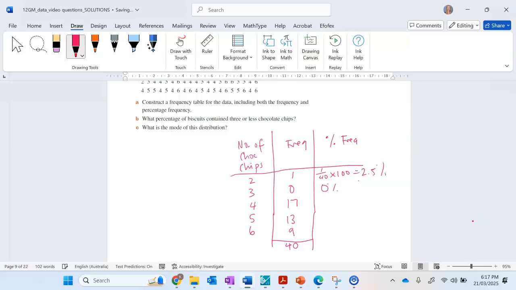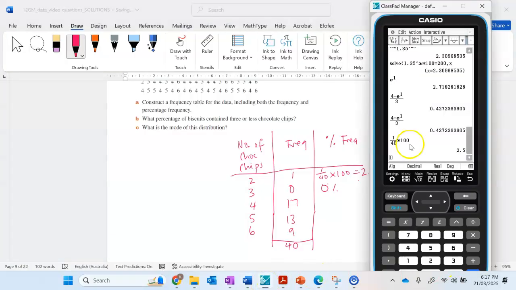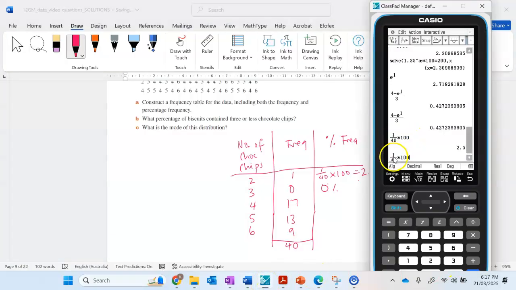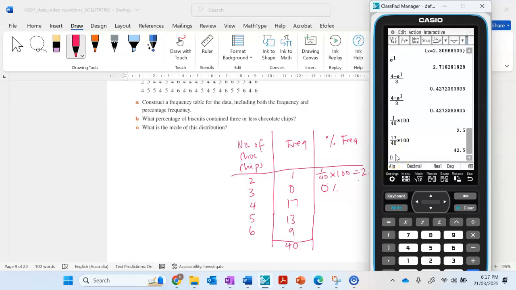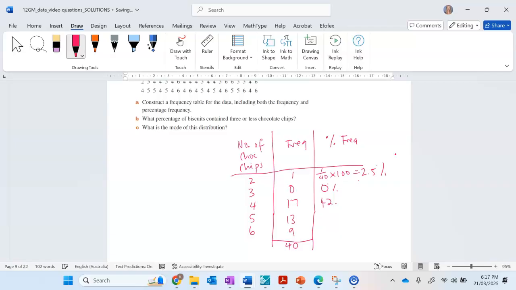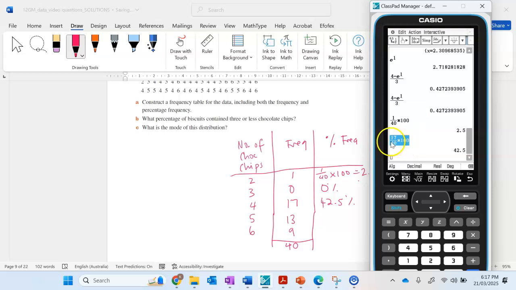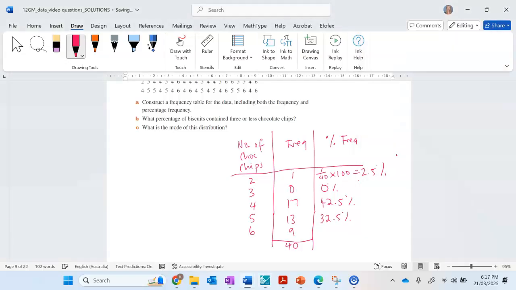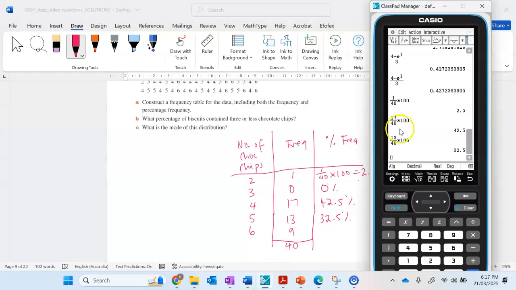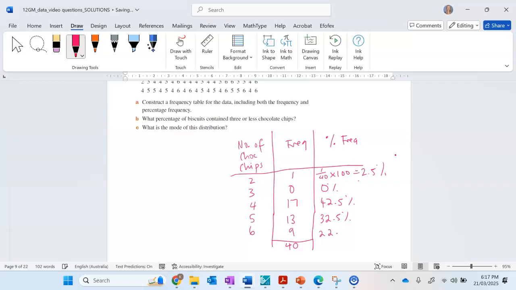Obviously 0 is going to be 0%. Then 17, so we can just do the same thing. We can highlight and drag it down. So we change that to a 17, so 42.5%. Then we've got 13. So again, we can drag it down. 32.5. And then lastly, 9, 22.5%. And if we added them all up, we will get 100%.